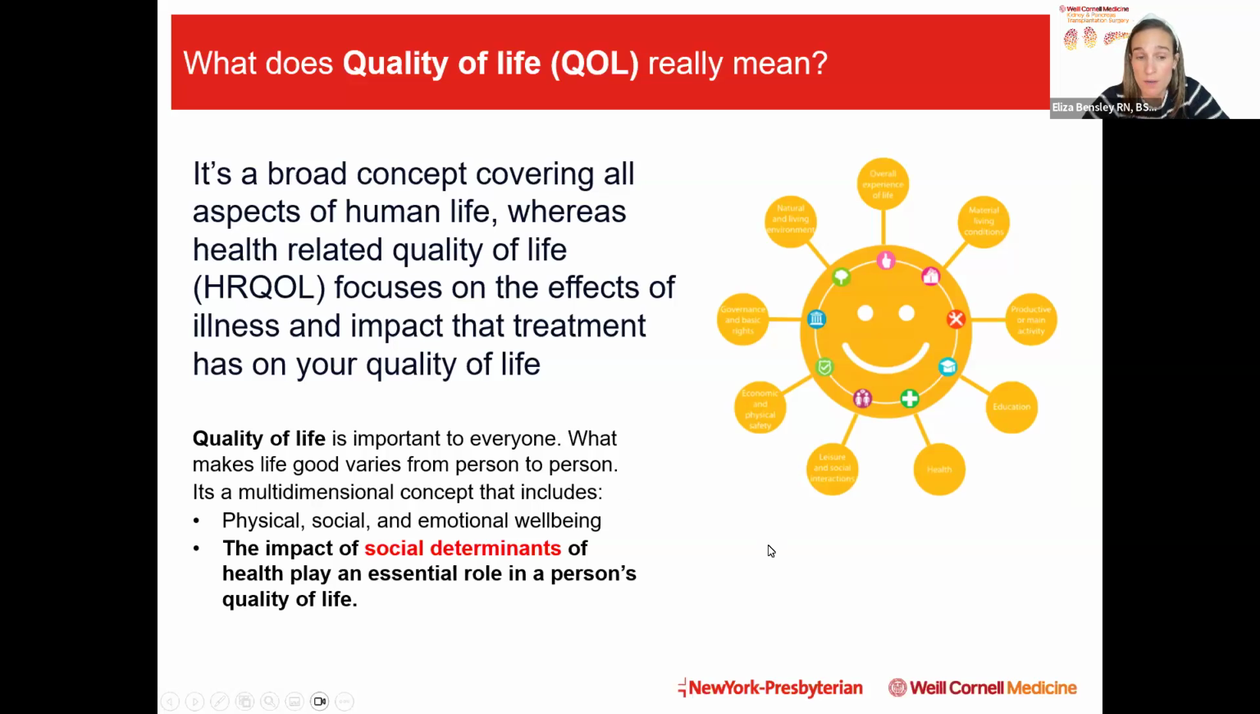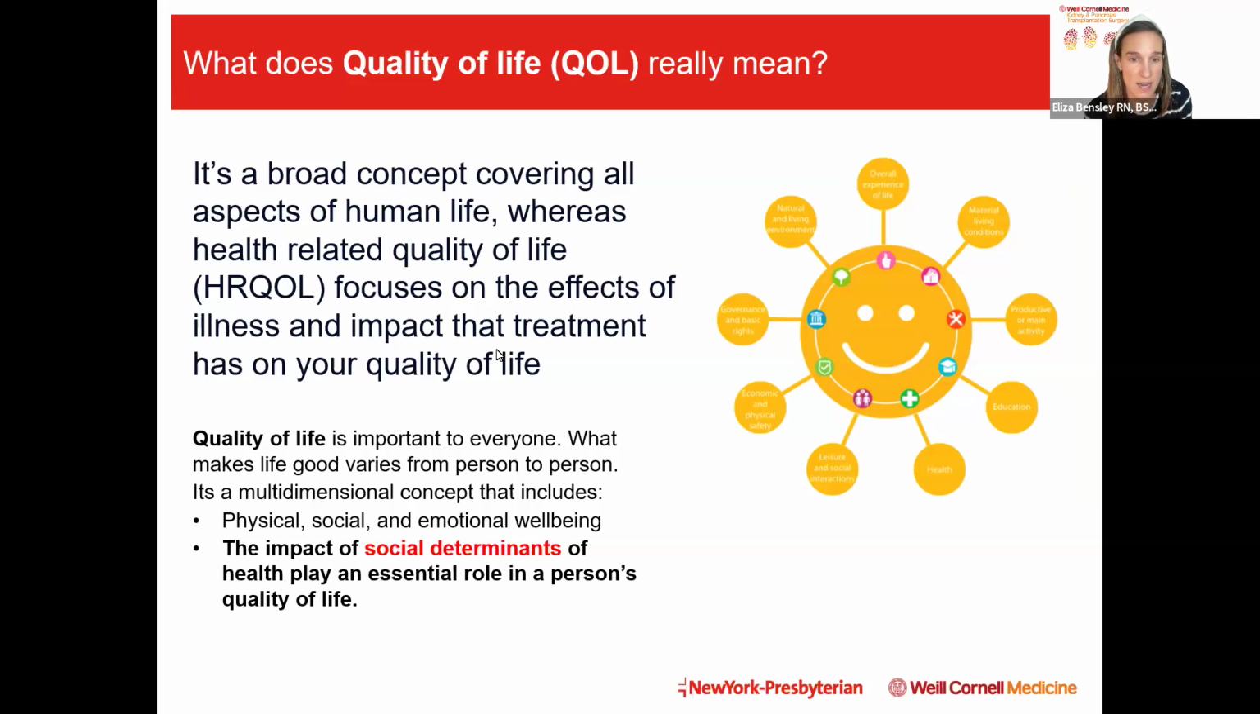So for people with chronic medical conditions, this includes how their disease and treatments impact their everyday function, and the impact of social determinants of health, which is a term we'll discuss in the next slide, plays an essential role in a person's quality of life. And overall, if you've ever been asked to fill a patient-centered survey, they're commonly used to assess and monitor health-related quality of life outcomes to better improve the system worldwide. So I mentioned social determinants of health.